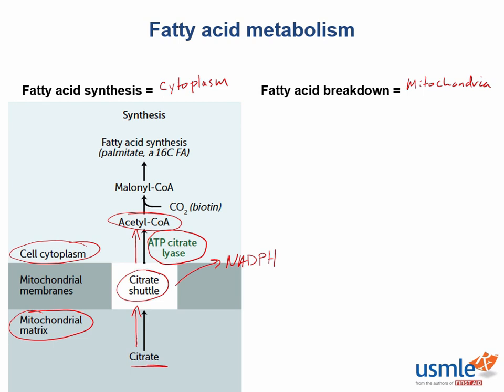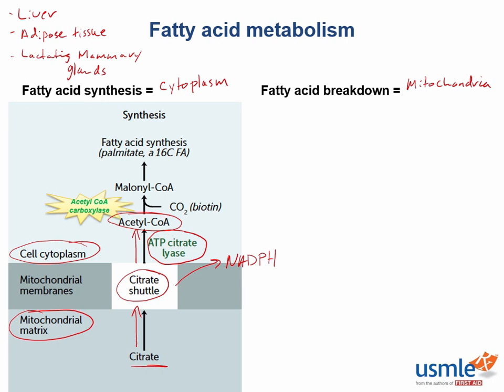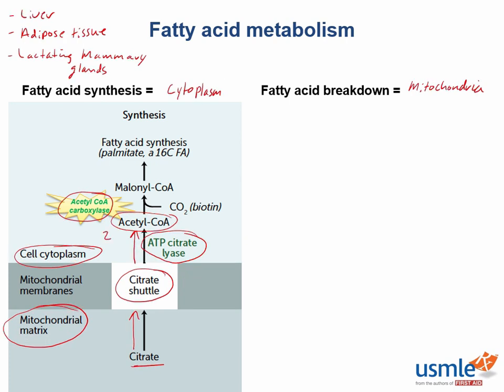Now fatty acid metabolism takes place primarily in 3 locations. It occurs a lot in the liver, adipose tissue, as well as lactating mammary glands. Now once in the cytoplasm, the 2-carbon acetyl-CoA is carboxylated to a 3-carbon malonyl-CoA by acetyl-CoA carboxylase, as you can see here. And like most carboxylation reactions, biotin is used as a cofactor here. And this also happens to be the rate-limiting step of fatty acid synthesis, and therefore heavily regulated.